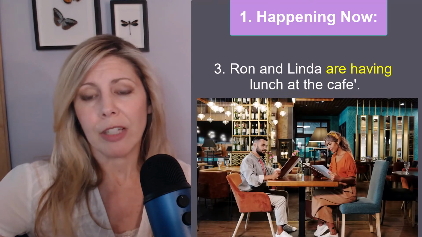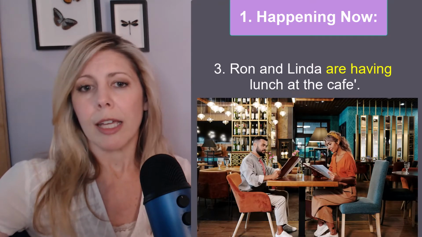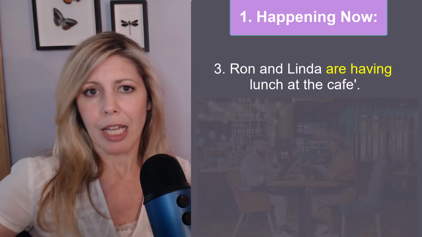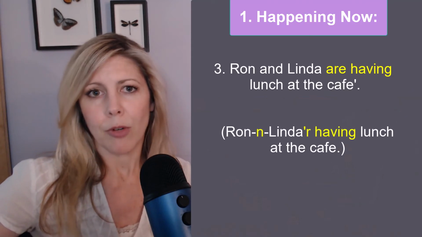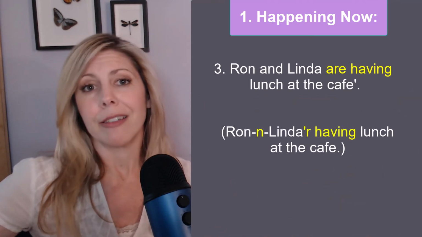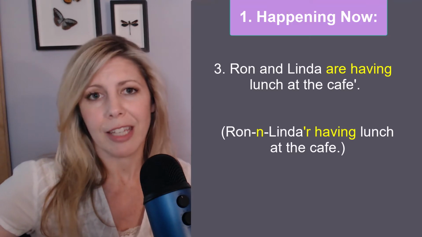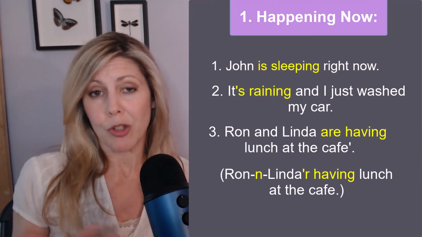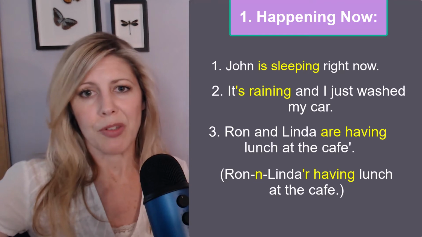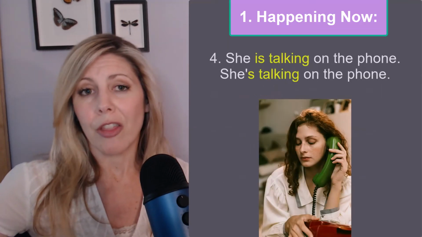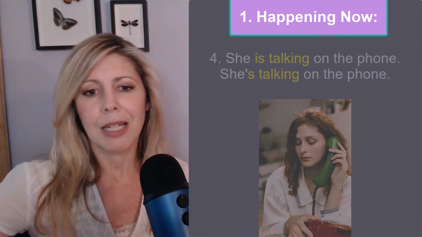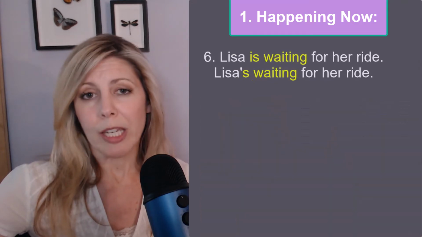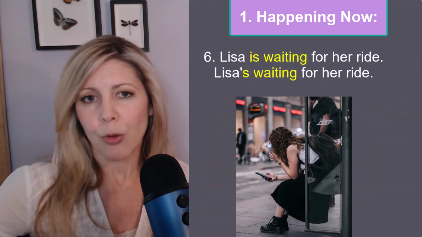Ron and Linda are having lunch at the cafe. It will sound like Ron and Linda are having lunch at the cafe. So instead of and, it's going to sound like n, Ron and Linda. Ron and Linda are. Okay, instead of are, you'll hear Ron and Linda are having lunch at the cafe. So that's what you will hear in connected speech, reduced in connected speech. But just so you know, this is what you will hear. She's talking on the phone, or is talking. I am trying to study. I'm trying to study. Lisa is waiting for her ride, or Lisa's waiting for her ride.